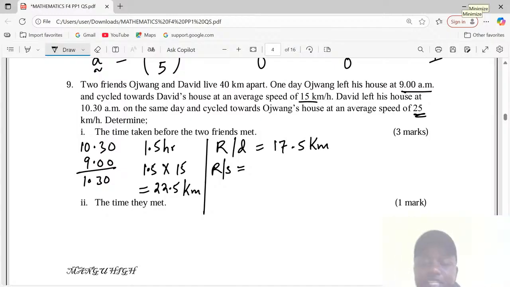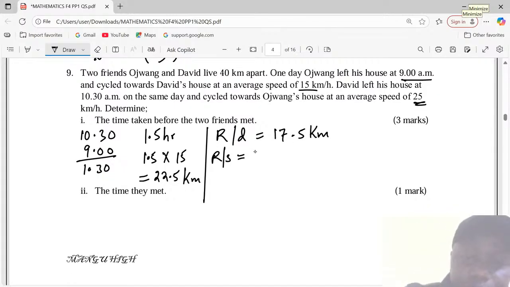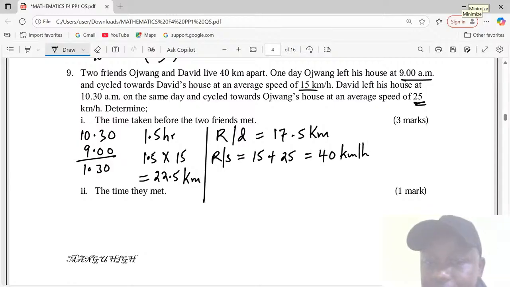The distance is 17.5. Now, Ojwang is narrowing it down at 15 kilometers per hour. Then David is also narrowing the distance down at a speed of 25 kilometers per hour. This should mean that their relative speed is the addition. When they are going in opposite directions, we add the respective speeds. 40 kilometers per hour is the relative speed.